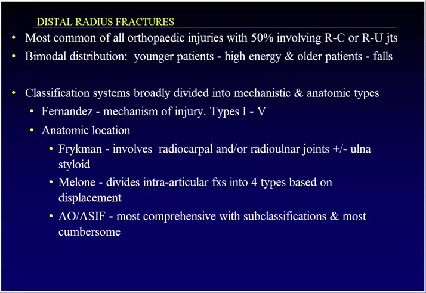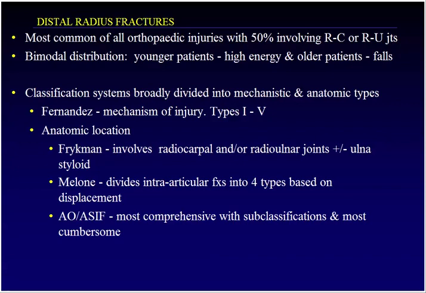Distal radius fractures. The last thing we're going to talk about in the upper extremity are the most common of all orthopedic injuries or orthopedic fractures. 50% of them will be intra-articular and involve either the radiocarpal or the radioulnar joints. They have a bimodal distribution very similar to tibial plateau fractures, where in young patients they're the result of high-energy trauma, whereas in older patients they're quite commonly the result of low-energy falls in osteoporotic bone. There are multiple different classification schemes for distal radius fractures that classify these on either mechanistic or anatomic locations.